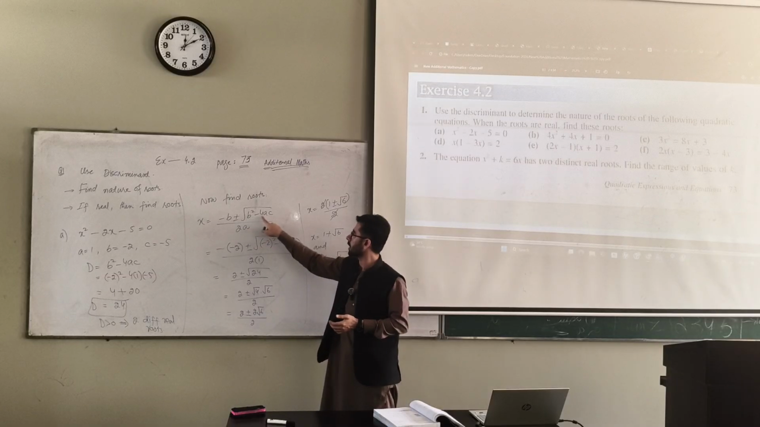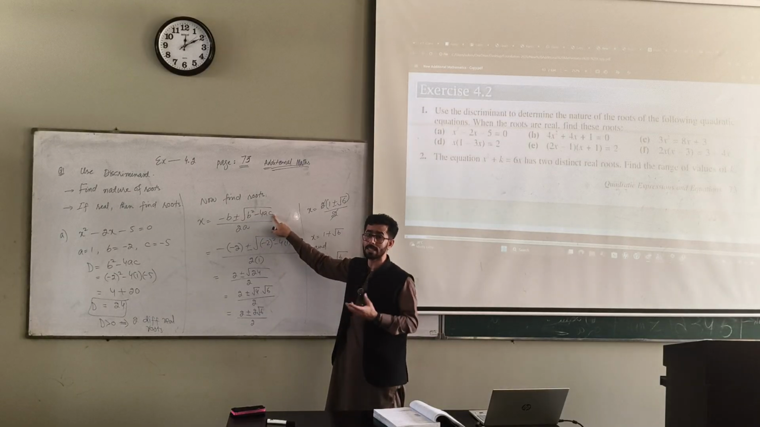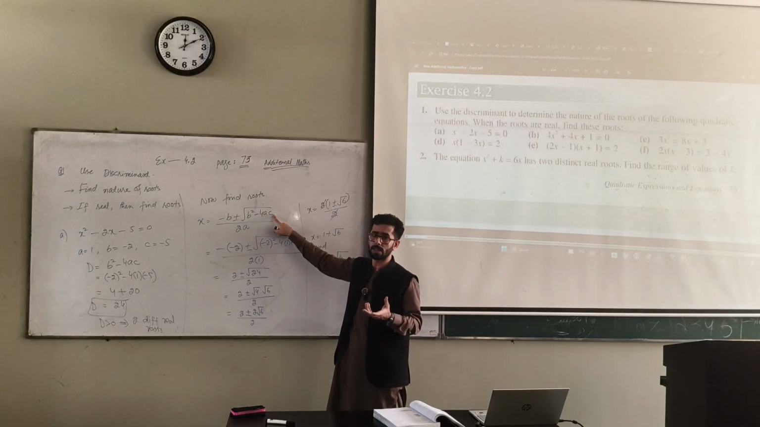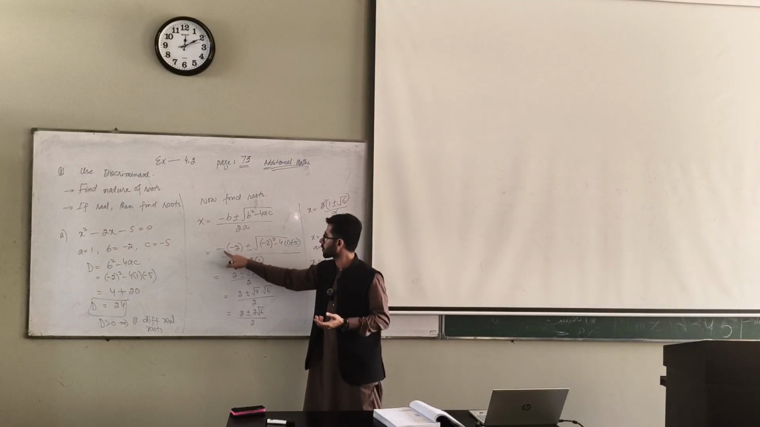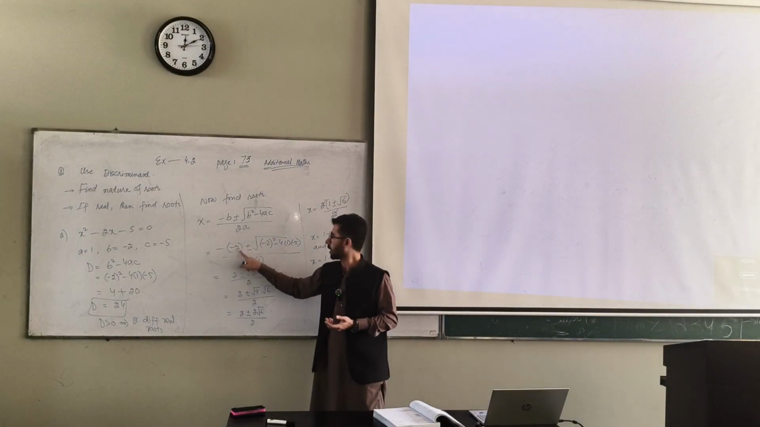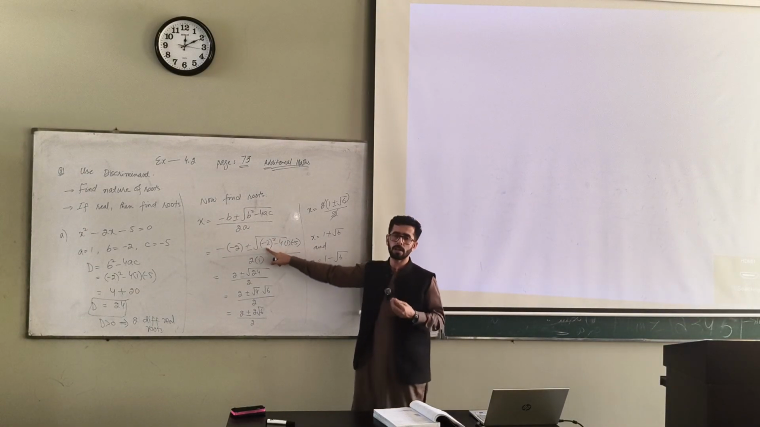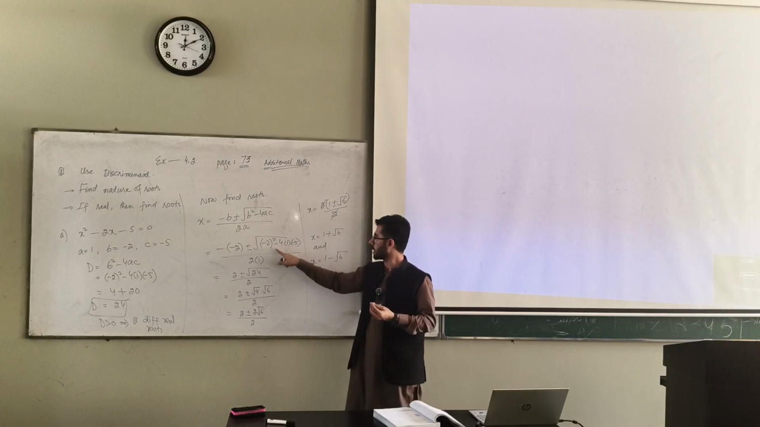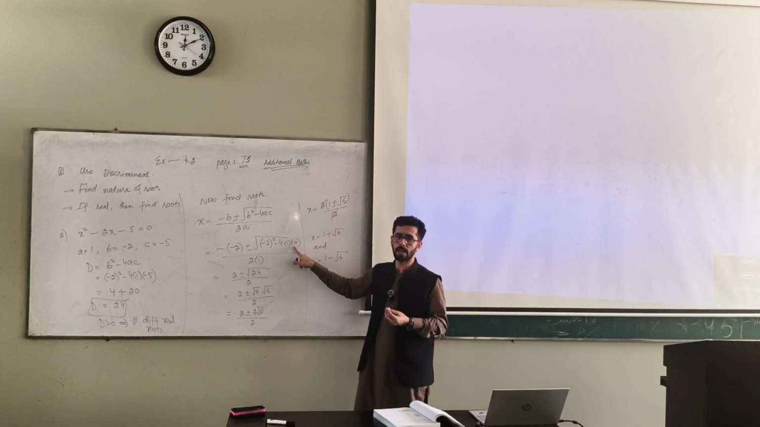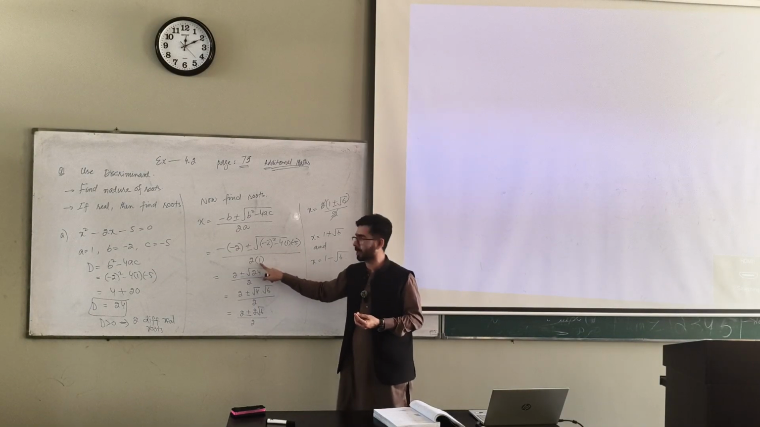You can see that b squared minus 4 times a times c is the discriminant. We already have calculated that value. So we plug in the values. We have negative times negative 2 plus minus the square root of negative 2 squared minus 4 times 1 times negative 5, whole divided by 2 times 1.